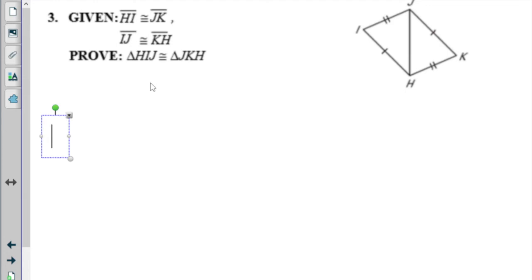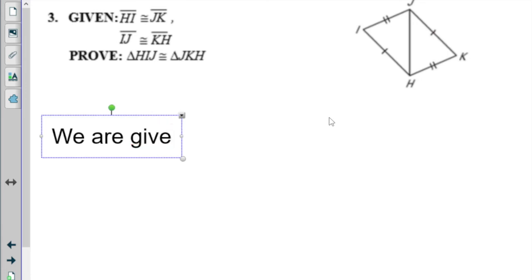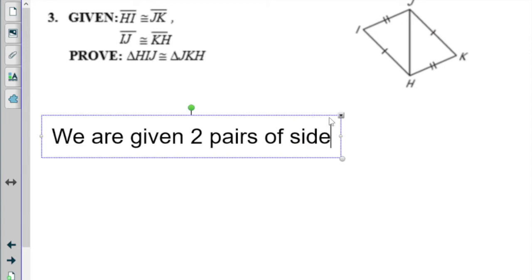So we're going to start with a given. We are given. Are we talking here about sides or angles? Sides. How many pairs of sides do we have? We've got 2. We are given 2 pairs of sides. And I'm going to list off what those pairs of sides are. So that's what this next part is.